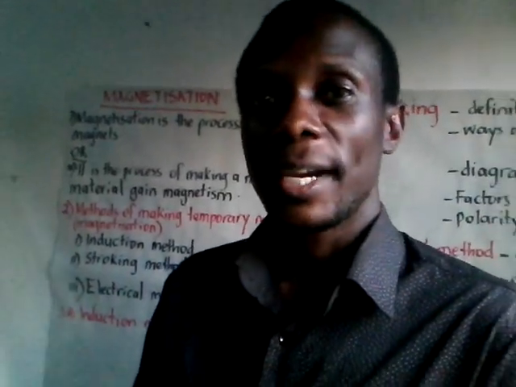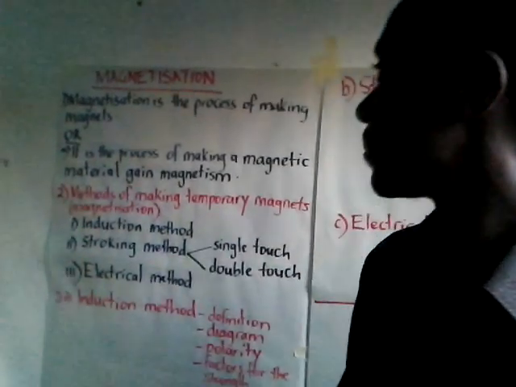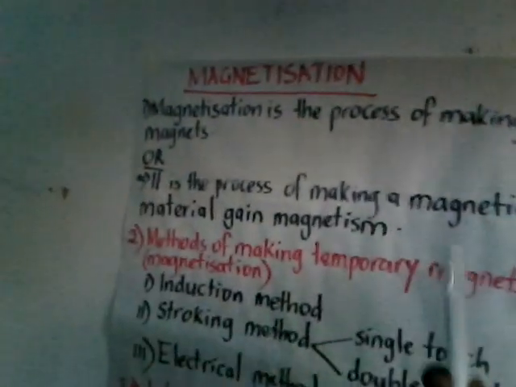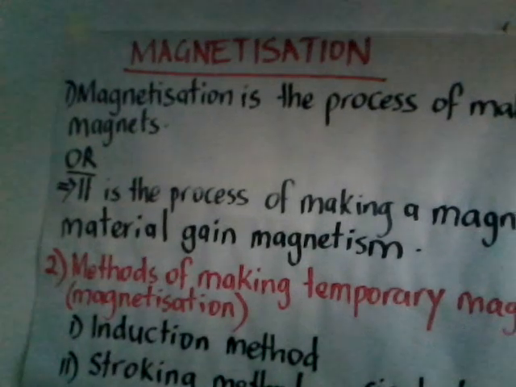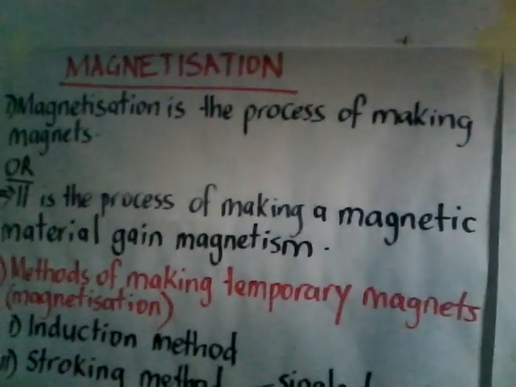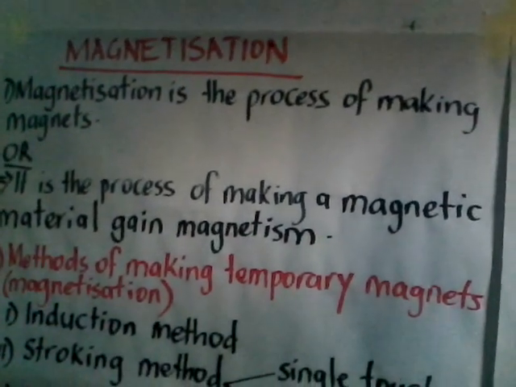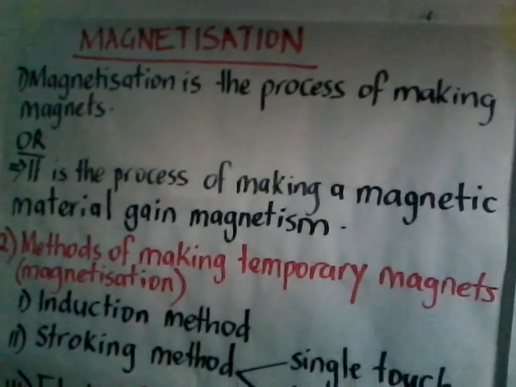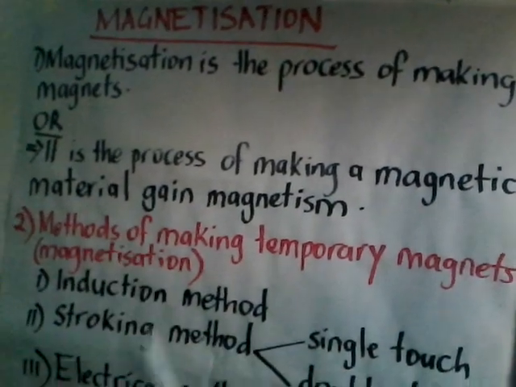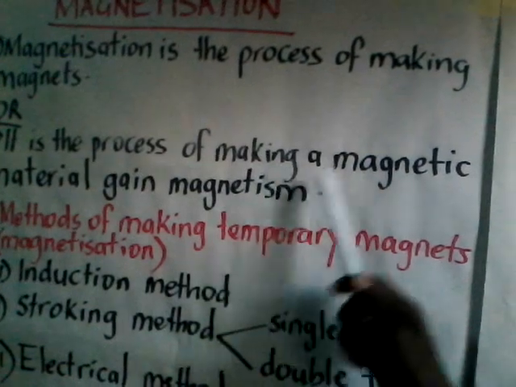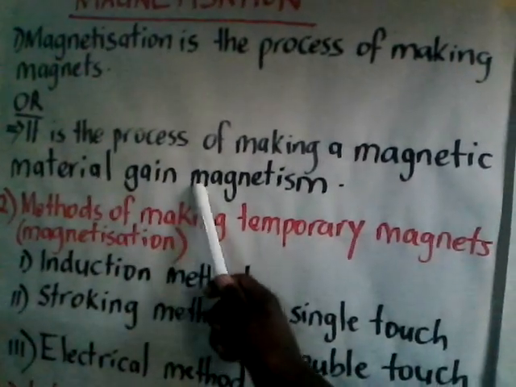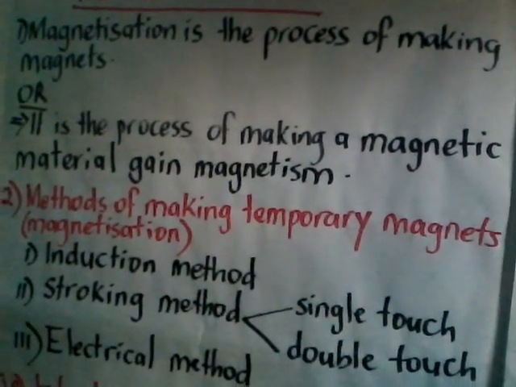Right now we are going to look at magnetization. Magnetization is the process of making magnets. We have a second definition. It is the process of making a magnetic material gain magnetism.